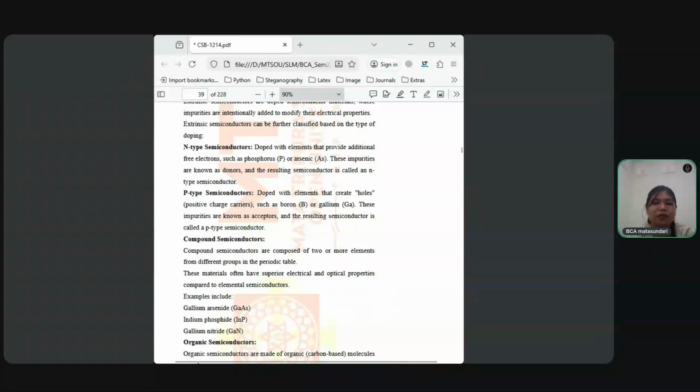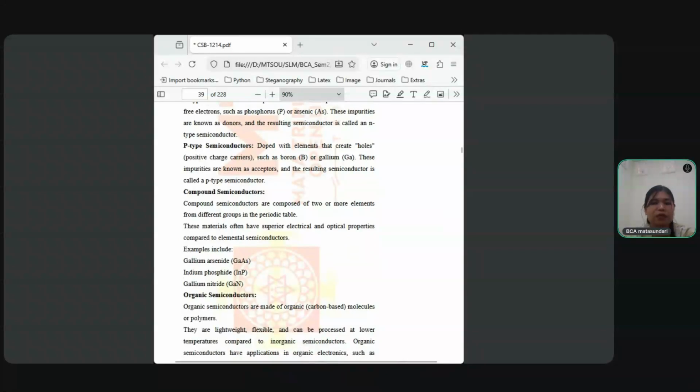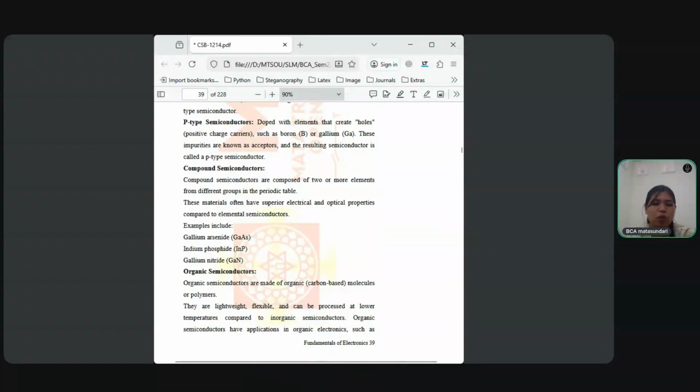Next is the N-type semiconductor. It is doped with elements that provide additional free electrons, such as phosphorus, P, or arsenic, As. These impurities are known as donors, and the resulting semiconductor is called an N-type semiconductor. Now, a P-type semiconductor is doped with elements that create holes, that is, positive charge carriers, such as boron, B, or gallium, Ga. These impurities are known as acceptors, and the resulting semiconductor is called a P-type semiconductor.